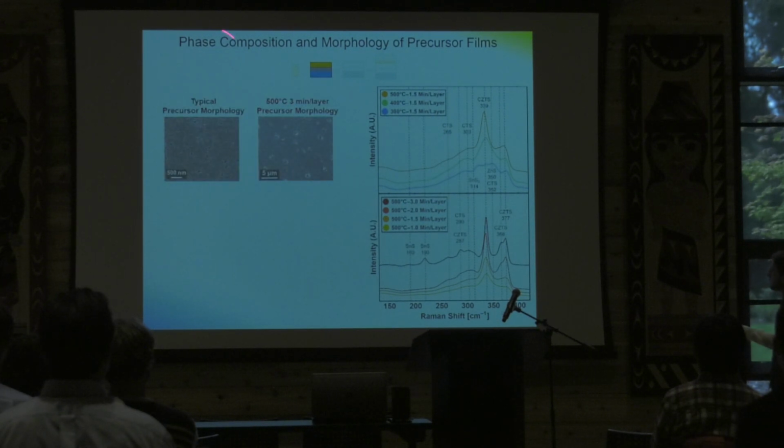And if we go on to looking at the morphology of these precursor films, you see a typical precursor morphology for nearly all the films that is pretty unremarkable, but for this highest anneal time and temperature, this 500 C for 3 minutes per layer, you see these agglomerates that form.